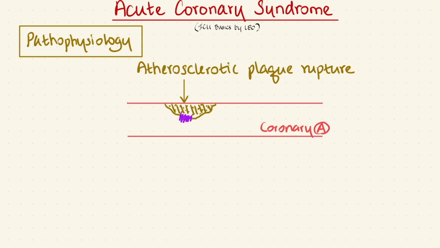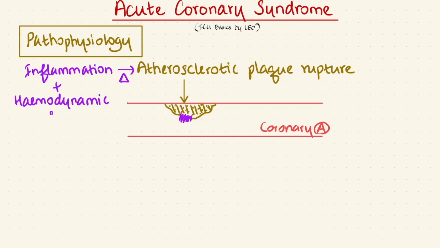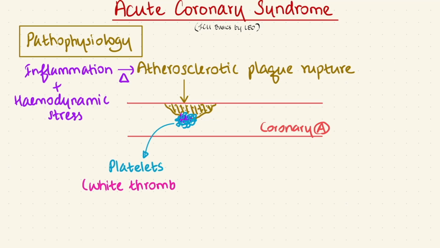The triggers could be infection or inflammatory processes with activation of metalloproteinase enzymes, which can break down collagen in the fibrous cap and inhibit synthesis of new collagen, and acute hemodynamic stress, which can be associated with increased sympathetic tone. When the plaques rupture, they will be exposed to circulating blood, causing adhesion of platelets. Platelets cluster to form white thrombus, and this alone could rarely occlude the vessel completely.